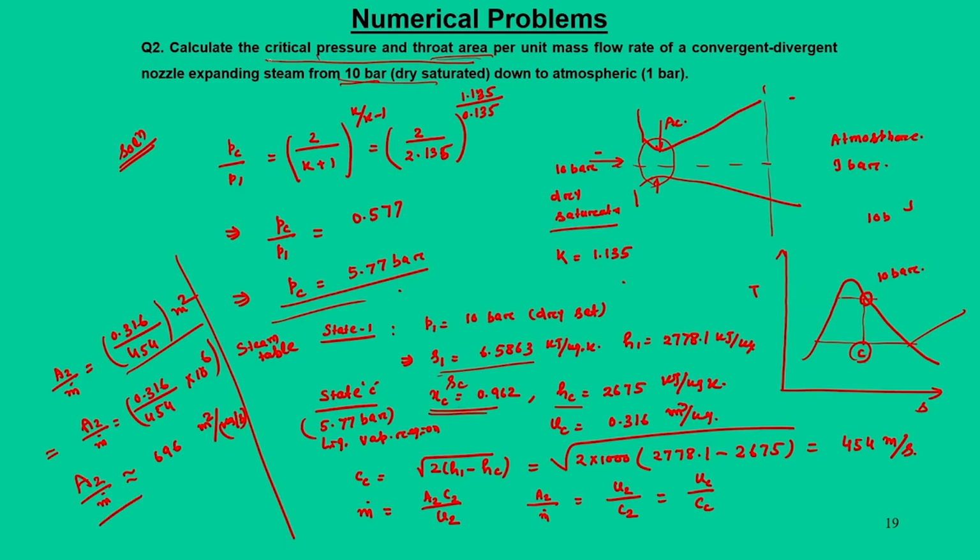So, we got this critical pressure Pc, we also found the throat area per unit mass flow rate, 696 millimeter square. So, with this I conclude.